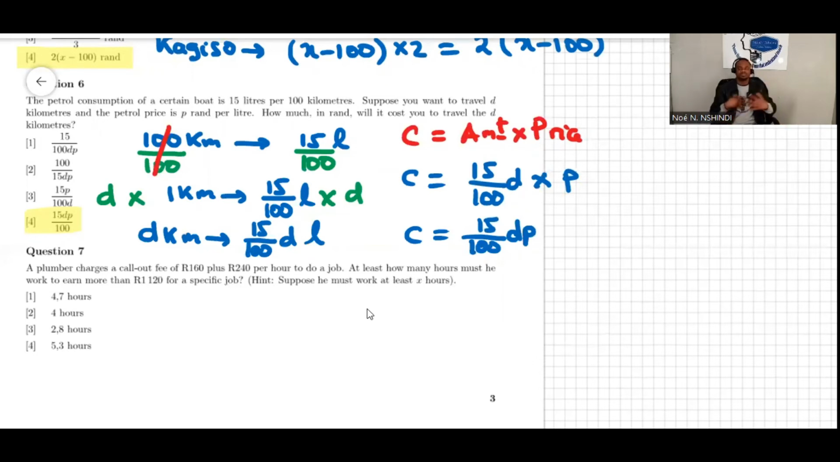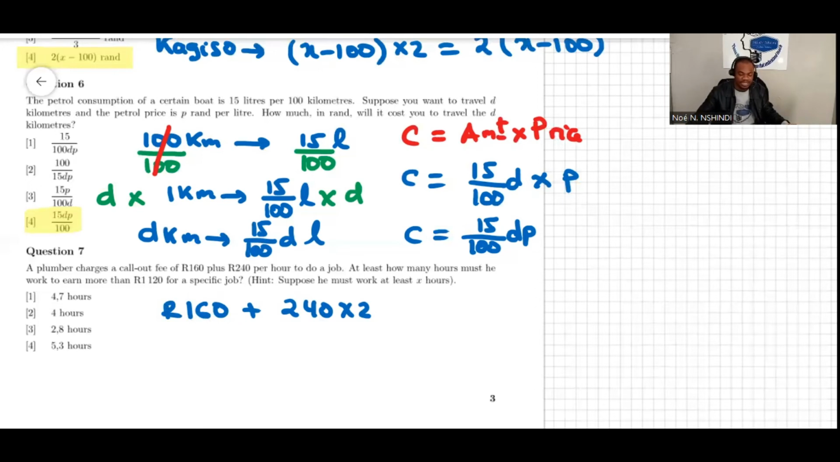So let's imagine a plumber gets 160 rand for call out and 240 rand per hour. Let's give an example: we pay him 160 rand for the call out plus 240 rand per hour. If we say he worked 2 hours, it's going to be 240 rand per hour, so times 2. So 240 for the first hour, 240 for the second hour. So we times by 2 plus 160 here.